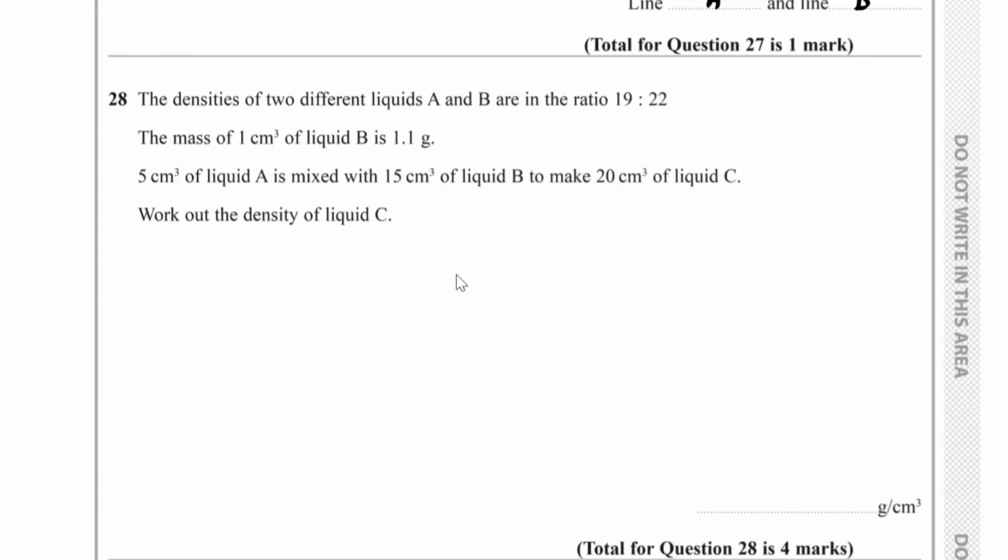Question 28. The densities of two different liquids A and B are in the ratio 19:22. The mass of 1 centimeters cubed of liquid B is 1.1 grams. 5 centimeters cubed of liquid A is mixed with 15 centimeters cubed of liquid B to make 20 centimeters cubed of liquid C. We have to work out the density of liquid C. Well, what we can do to begin with is find out the density of B.